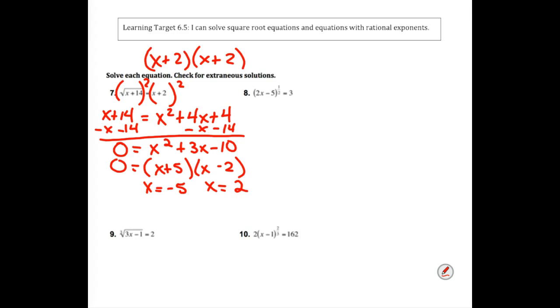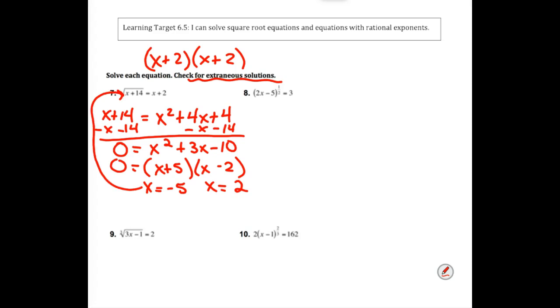Are we done with this question? We have to check them, right? Because we can have extraneous solutions. It specifically says check for those. So we are going to plug this back into the original question. All right, so original question is the square root of x plus 14 equaling x plus 2.